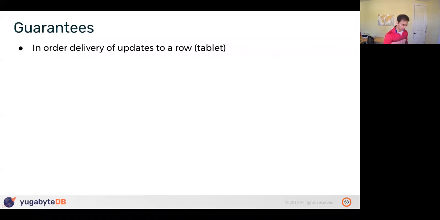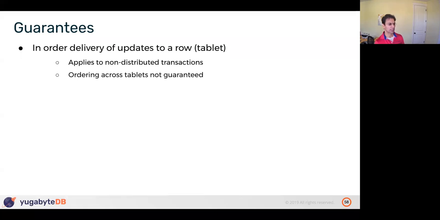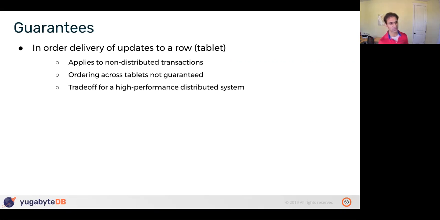Some of the guarantees we wanted to build here, and this was brand new territory that we had to think through, because there's really no other database that does horizontally scalable transactions along with asynchronous cross-cluster replication, right? So we said we would do in-order delivery of updates to a row, and therefore non-distributed transactions will be fine as they are. You don't have the ordering of updates delivered to the other side guaranteed across tablets, right? And this is a good enough trade-off in order to get a high-performance distributed system.